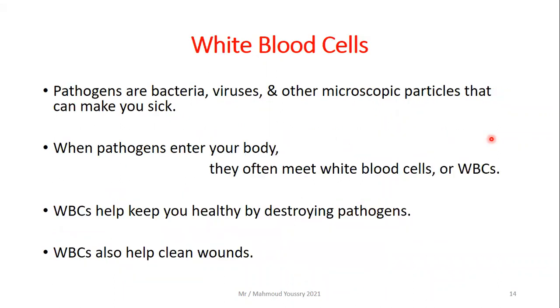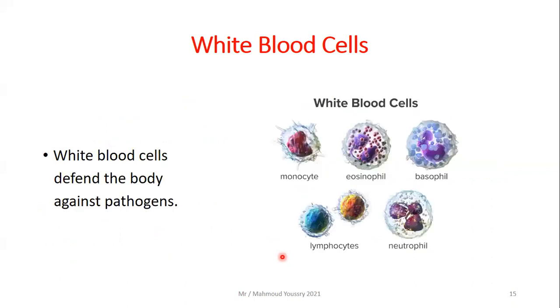Then what about white blood cells? Pathogens. What are pathogens? Pathogens are bacteria, viruses, and other microscopic particles that can make you sick. These pathogens can enter your body. When they enter your body, they often meet white blood cells or WBCs. WBCs help keep you healthy by destroying pathogens and also help clean the wounds or the injuries.